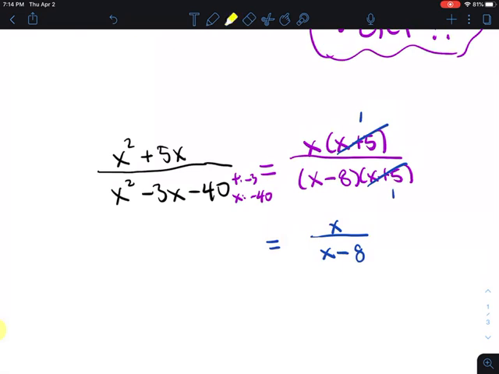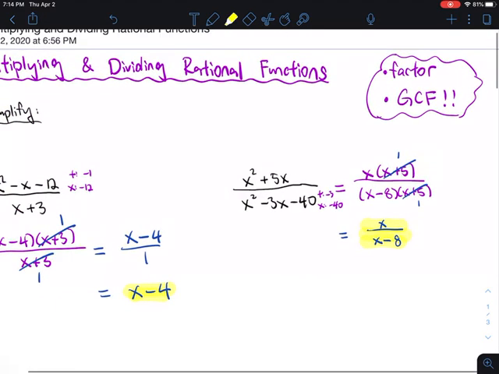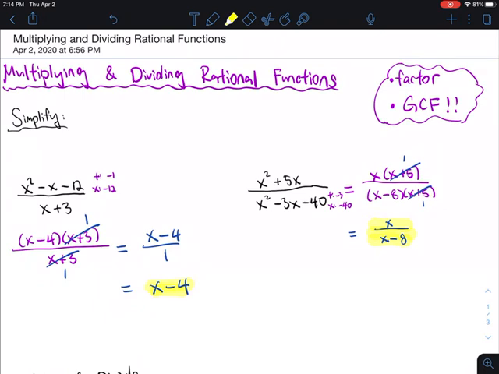Okay, and again, it's very important that we don't cancel out these x's, right? Because the bottom is x minus 8, so they're not being multiplied together, they're being subtracted. So those are not things we can cancel out, but rather that whole thing will be our final answer.